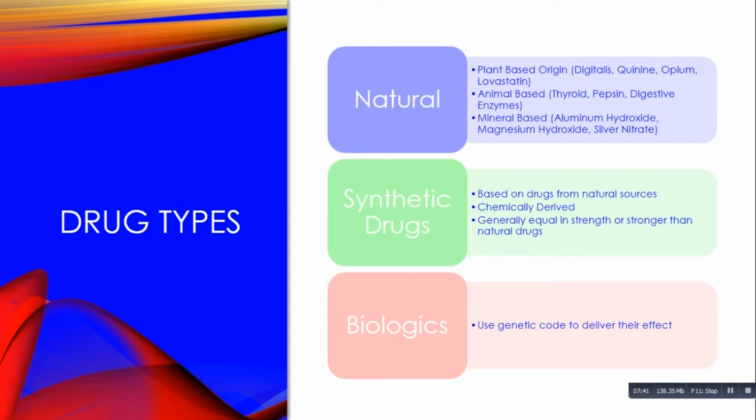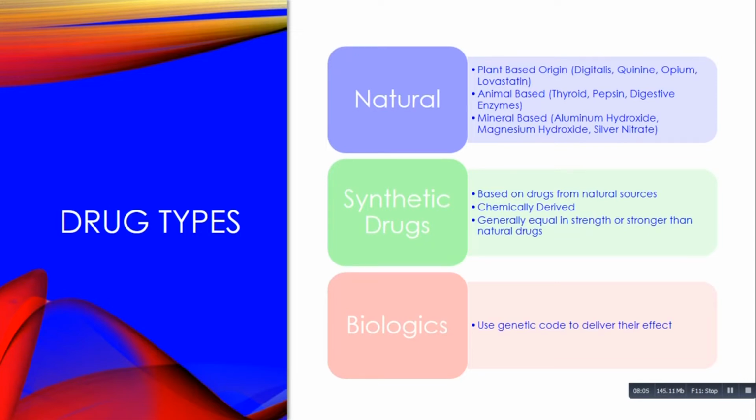And we'll get into the families of drugs as we go along in this set of courses. The last bunch is the biologics, and we talk about the genetic code delivering their effect. Biologics, generally speaking, are going to deliver some type of cellular level effect as medications go.